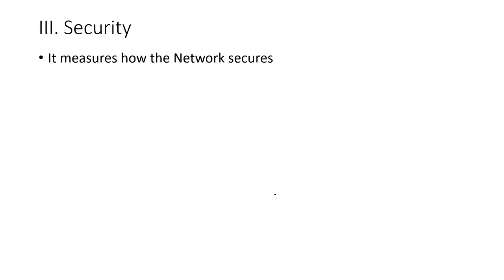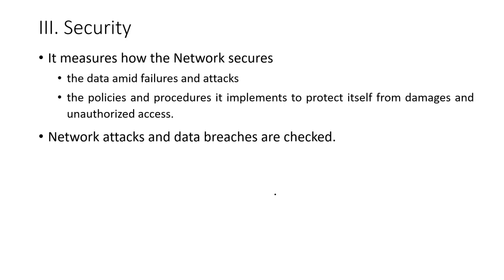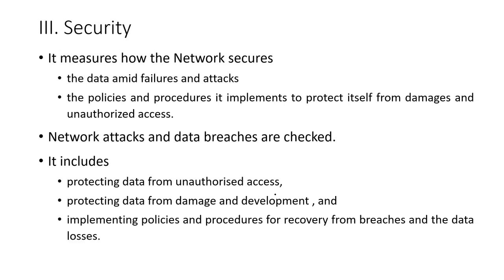Last one is the security. Security measures how network secures the data amid failures and attacks, and the policies and the procedures it implements to protect itself from the damages and unauthorized access. Network attacks and data breaches are checked as far as the security is concerned. It includes protecting data from unauthorized access, protecting data from damage and development, and implementing policies and procedures for recovery from breaches and the data losses. So that is about the security.